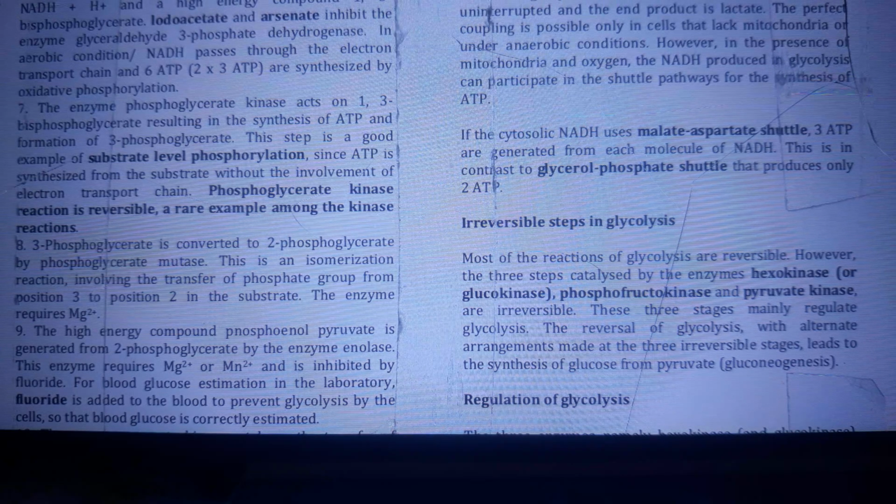The enzyme phosphoglycerate kinase acts on 1,3-bisphosphoglycerate, resulting in the synthesis of ATP and formation of 3-phosphoglycerate. This step is a good example of substrate-level phosphorylation, since ATP is synthesized from the substrate without the involvement of the electron transport chain. Phosphoglycerate kinase reaction is reversible, a rare example among the kinase reactions.